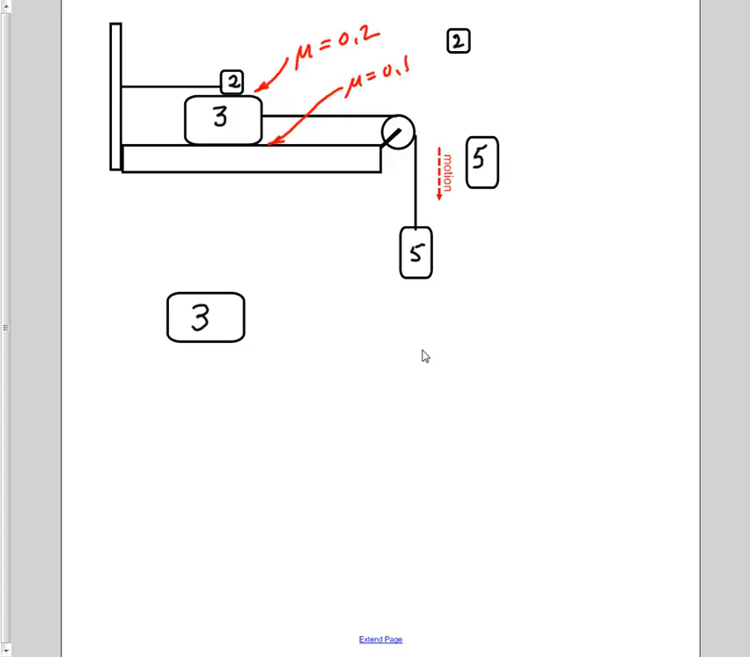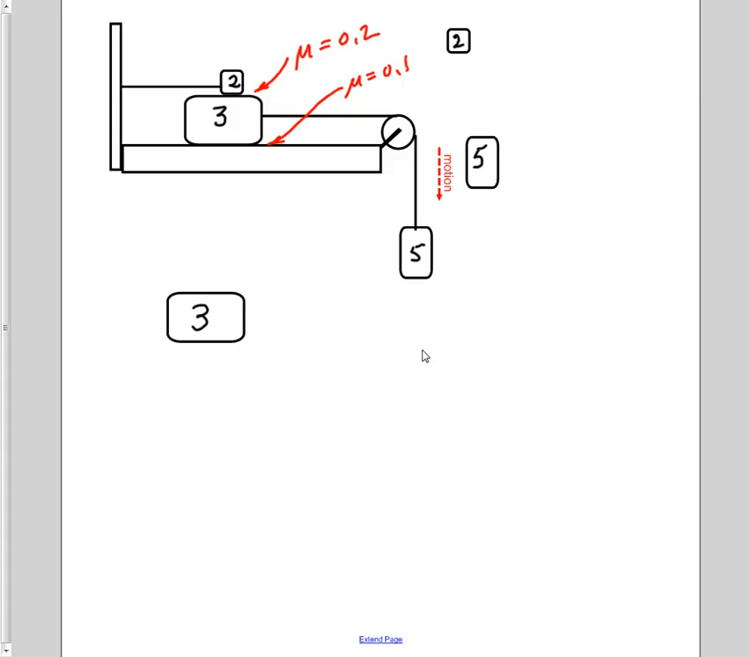The 5 kilogram object at the moment is moving down, which means that the 3 kilogram object is moving to the right, but the 2 kilogram object, you'll note, is in equilibrium. The coefficient of friction between the 2 and the 3 kilogram object is 0.2, and between the 3 kilogram object and the table is 0.1. So we'll choose a body.